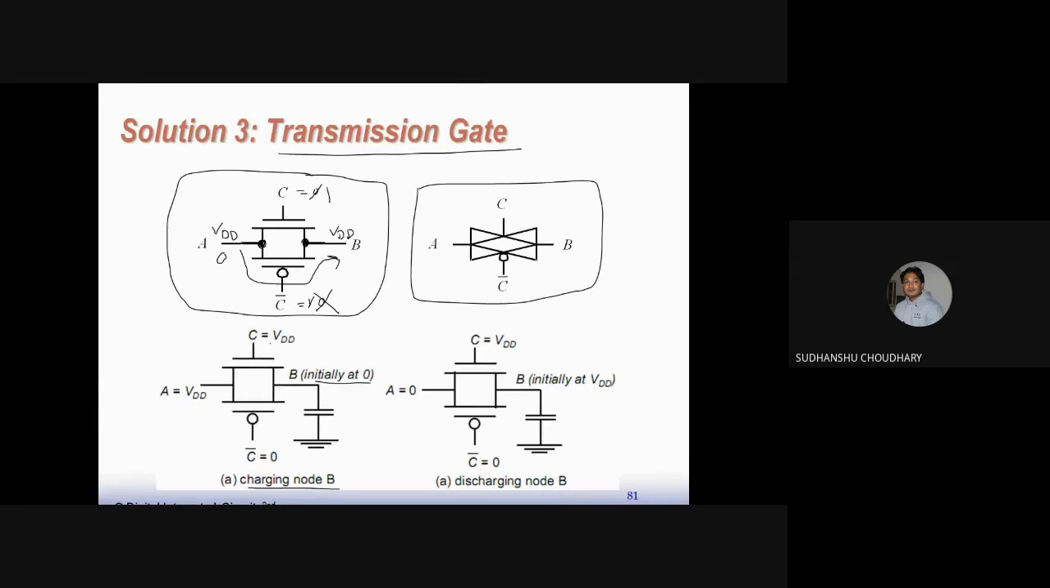So you apply VDD at the gate of C, and here you apply zero, so here you apply this. So this node can be charged to full VDD. Similarly, A can be passed to B, that is, this node can be discharged, okay, to ground.